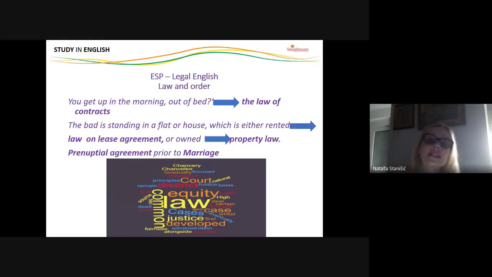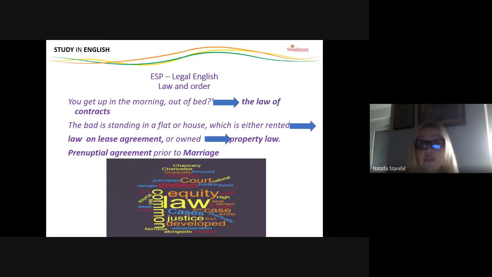What I actually ask them is to make the bond between their daily routines and to apply them to the types of different laws. Then I ask them, you get up in the morning, right, out of your bed. And then I would say that you bought your bed one time, so the law of contracts in the buying and selling process was applied.